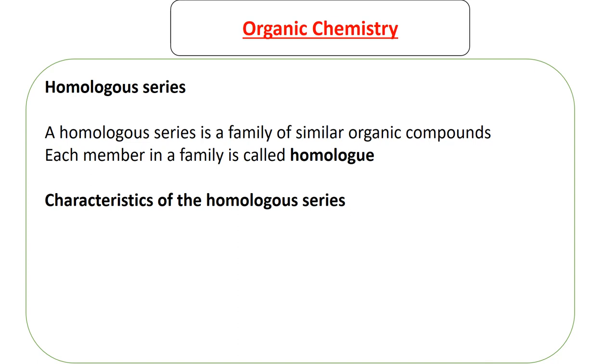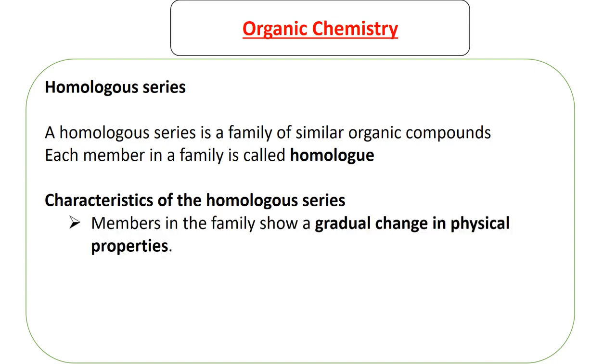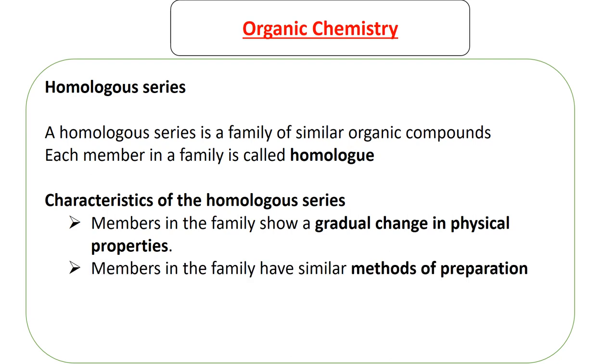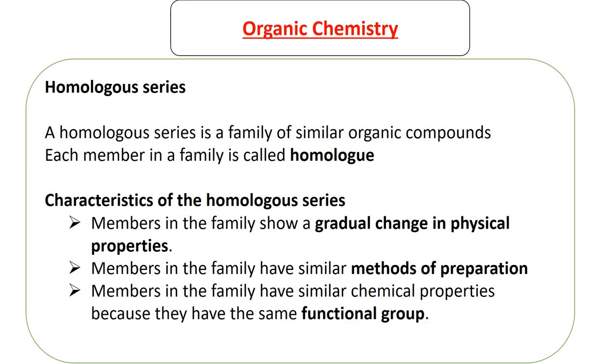So just going deep into what makes such families, here are some characteristics of the homologous series. In short, the characteristics of the families. First, the members in the family show a gradual change in physical properties. Members in the family have similar methods of preparation. Members in the family have similar chemical properties because they have the same functional group.